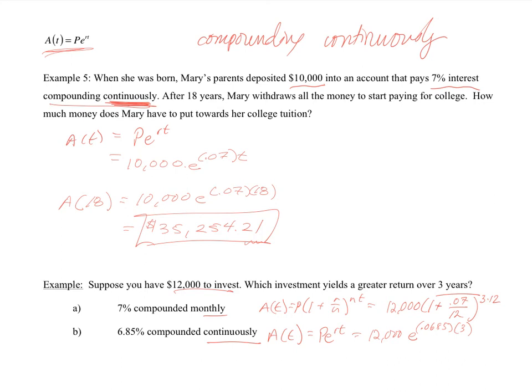Hopefully, you're able to recognize that with your first option, you would have $14,798. In the second option, you would have $14,737. So hopefully, you'd go with the first option.